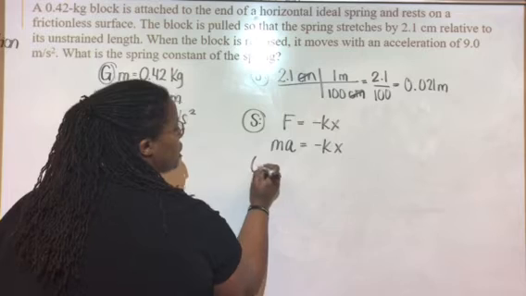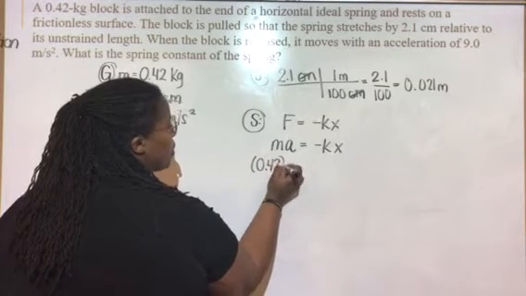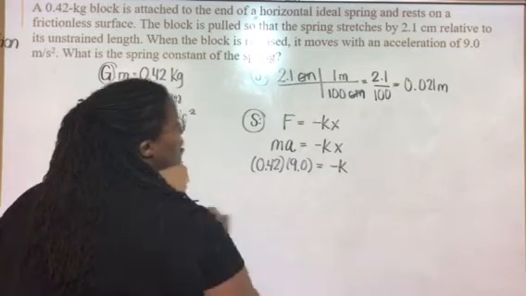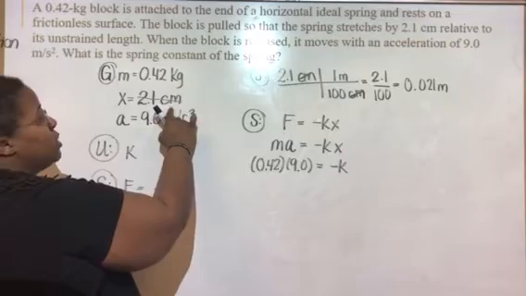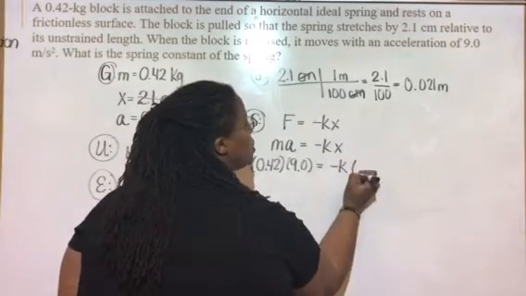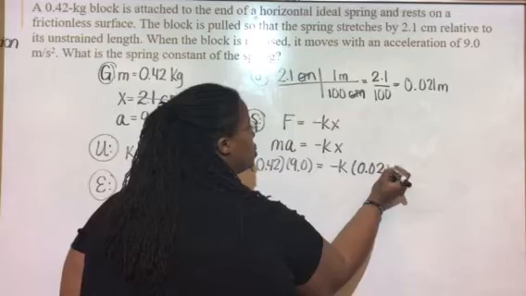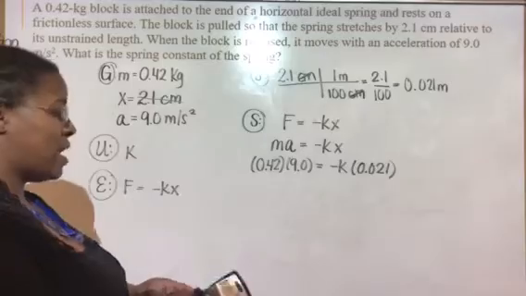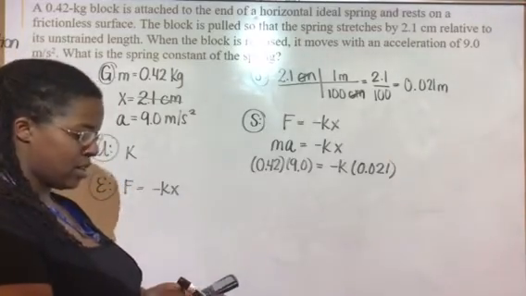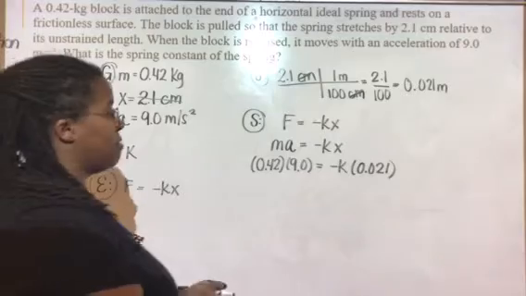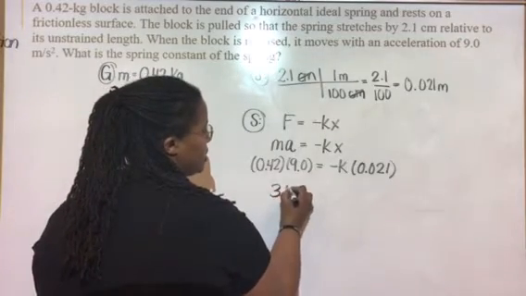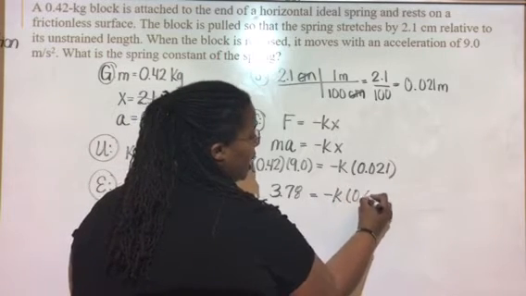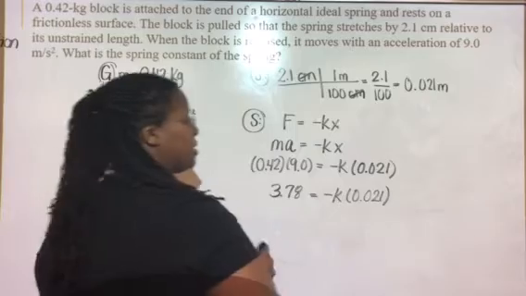My mass is 0.42. My acceleration is 9.0. My spring constant is my unknown, and we convert it. So we're going to input 0.021 meters. First, we're going to multiply on this side, so grab your device so that we can simplify a bit. 0.42 times 9 will give me 3.78. And I'm going to bring down my constant and my displacement.